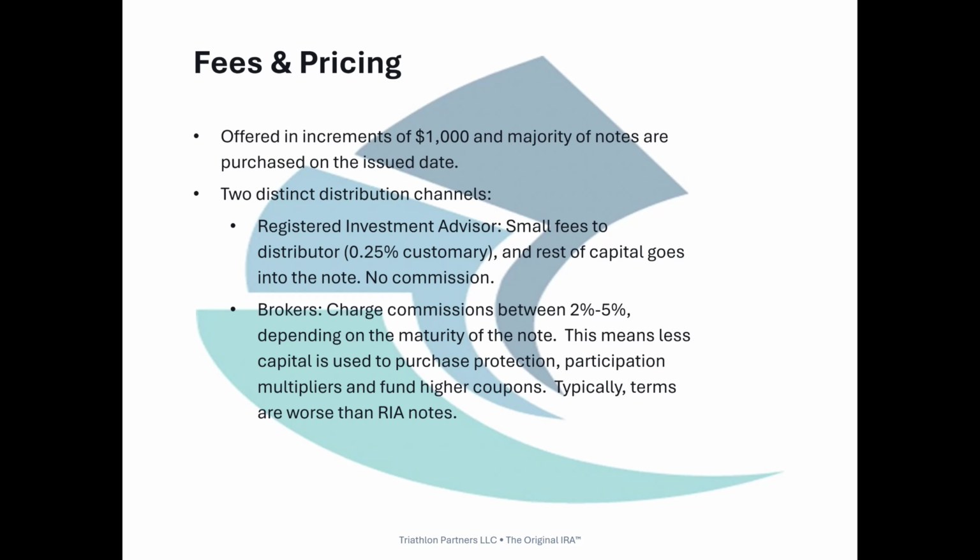These must have a high fee or commission. They are issued in increments of $1,000, and that's the minimum purchase you can buy. And the majority of notes are purchased on the issue date. Right now, there are two distinct distribution channels. There's through a registered investment advisor, such as Triathlon Partners, or you can buy them from a traditional broker-dealer.